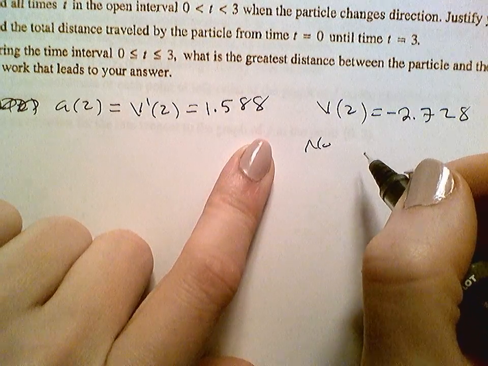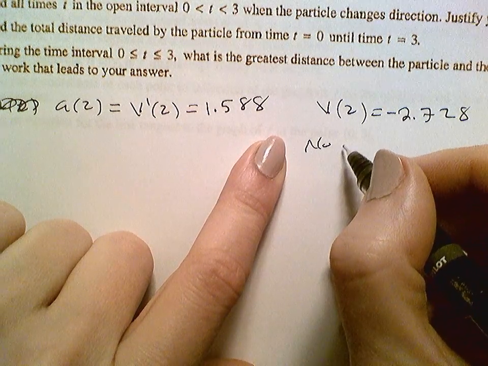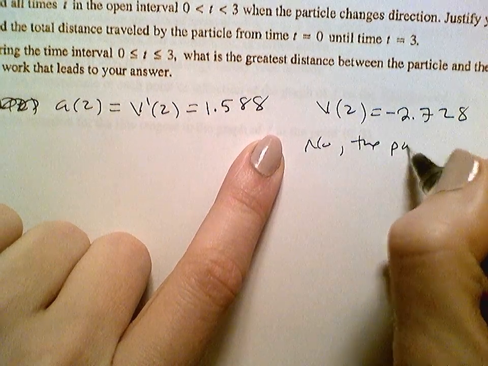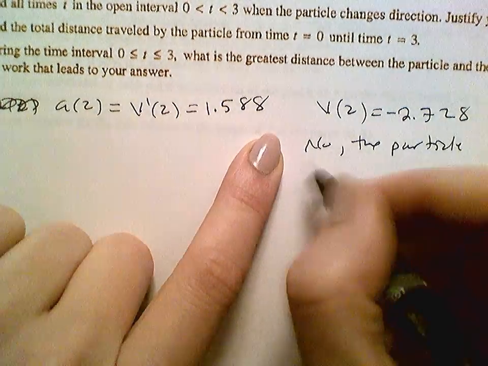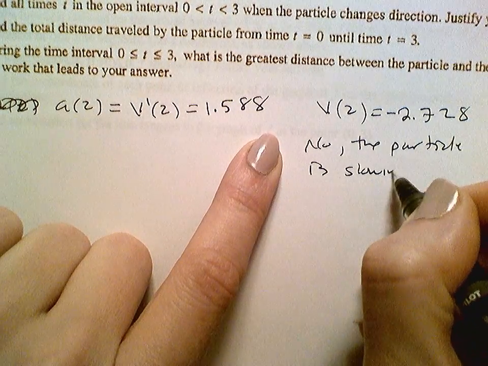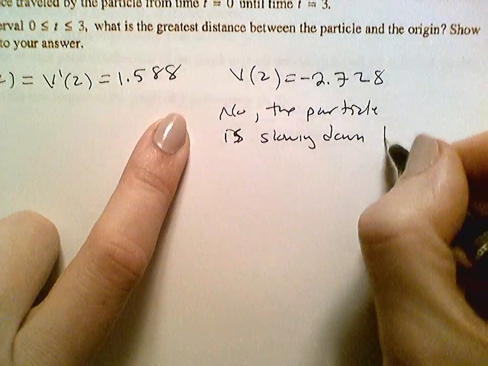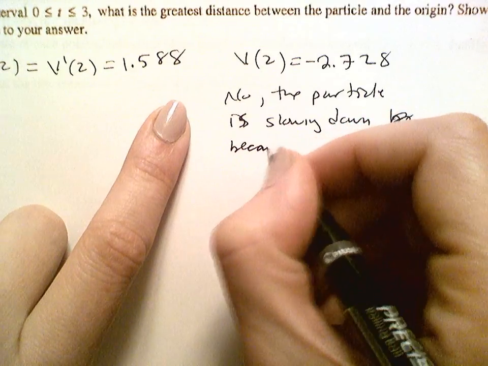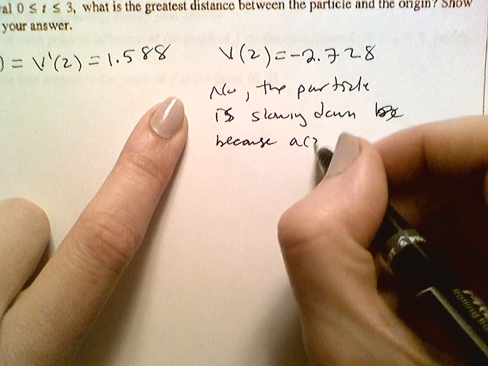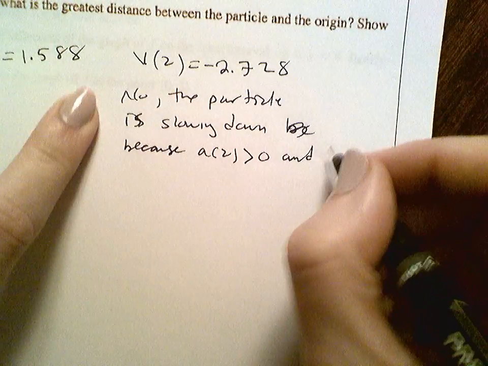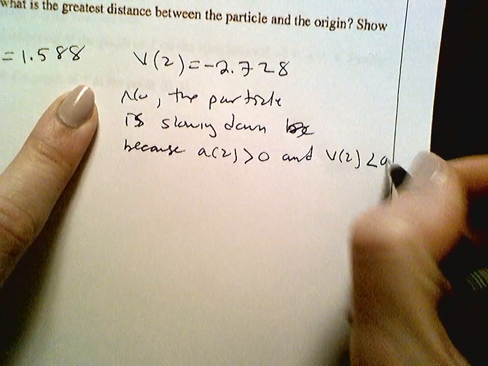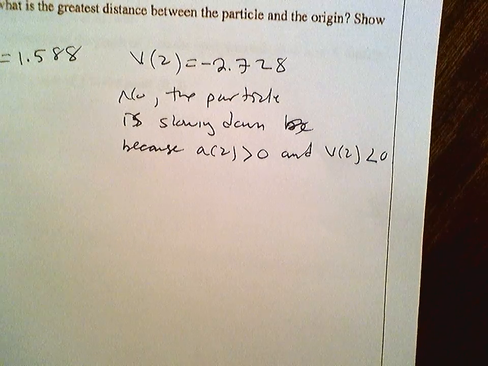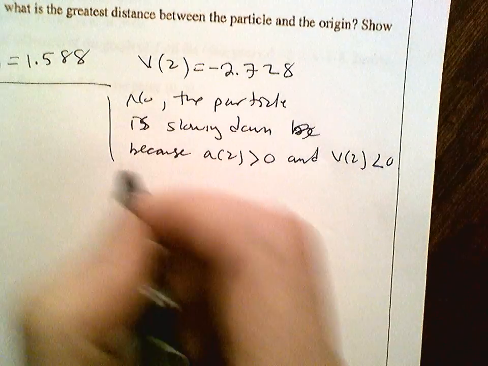So the verdict: is the speed of the particle increasing? No, the particle is slowing down. Maybe we should write out because the acceleration at 2 is greater than 0 and the velocity at 2 is less than 0. Okay, now I'm done with the problem.